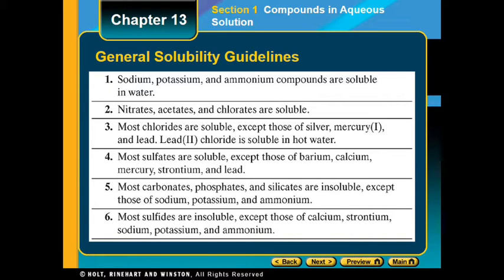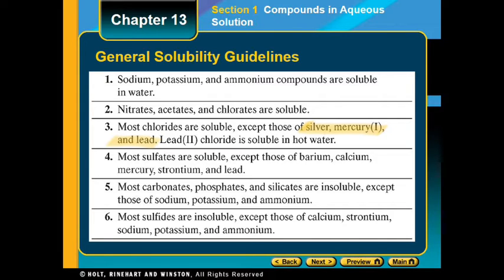Number 2, nitrates, acetates, and chlorates are soluble. Number 3, most chlorides are soluble except they list off silver, mercury, and lead. If you know anything about silver, mercury, and lead, those are considered to be heavy metals. So heavy metals are typically insoluble.